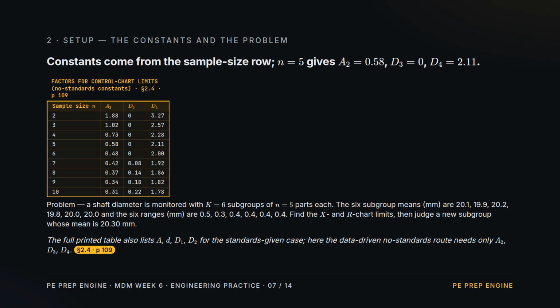Setup. The constants come from the sample size row of the factor table. Read across from your n. Here each subgroup has 5 parts, so A2 is 0.58, D3 is 0, and D4 is 2.11. The problem: 6 subgroups of 5, with the subgroup means and ranges given. Find both charts' limits, then judge a new subgroup.